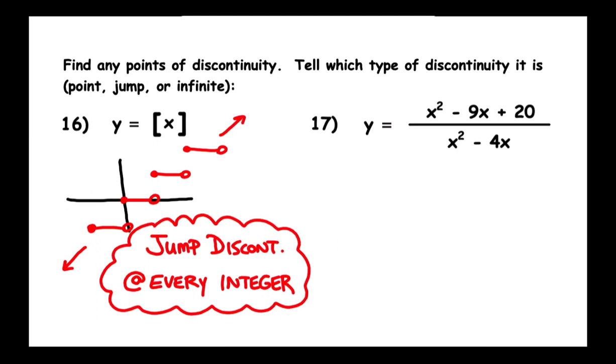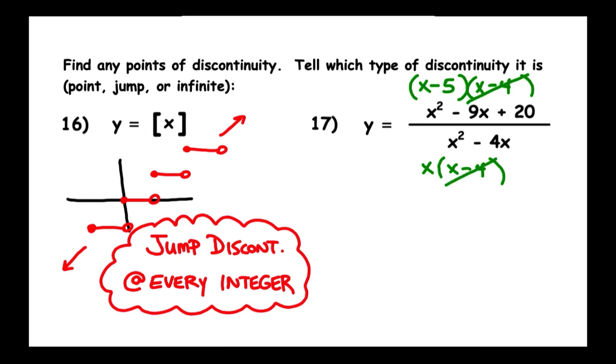All right, 17. Let's factor. Denominator first, I will take out an x, leaving me with x minus 4. Numerator, that's going to break down into two binomials, x minus 5, x minus 4, with the x minus 4s canceling away.